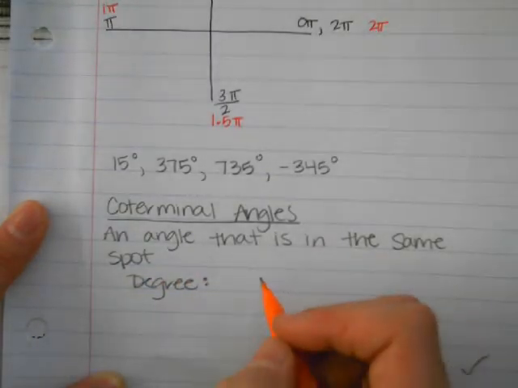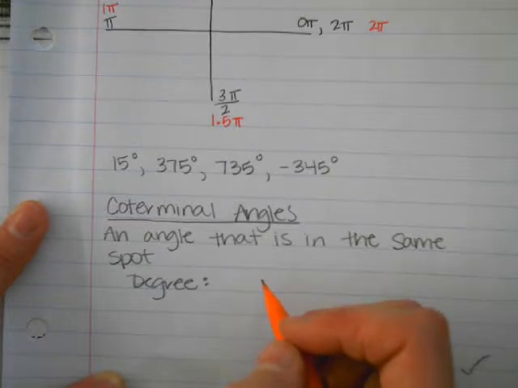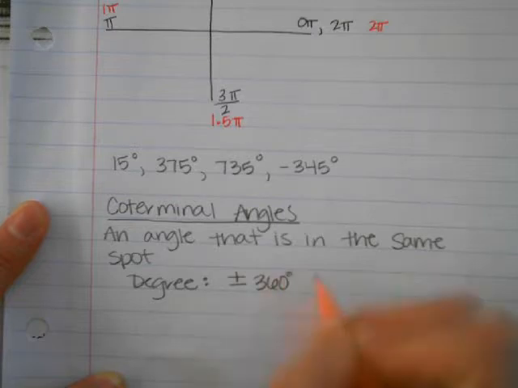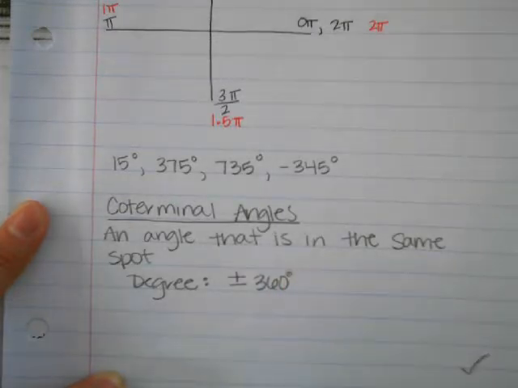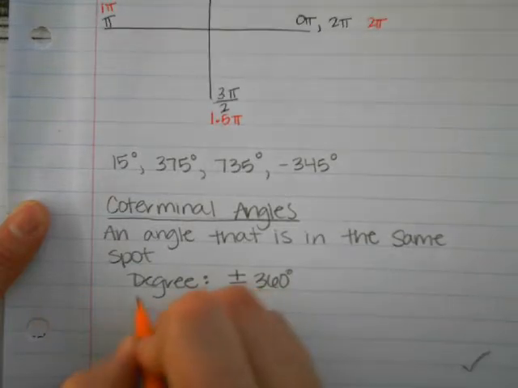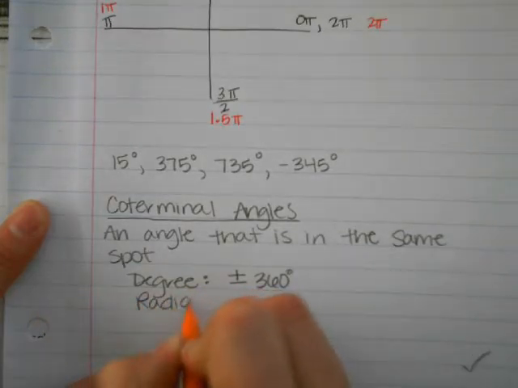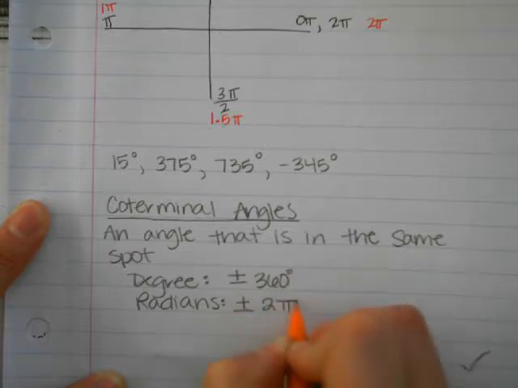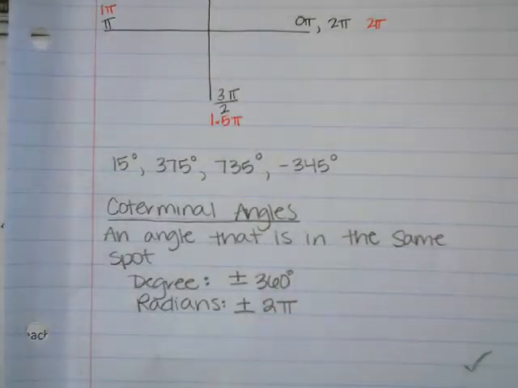So we already did a problem with degrees. We said if we're doing degrees, we should add or subtract a whole circle. So we're adding or subtracting 360 degrees. That's how we get some other answers. What do you guys think we would do if we were in radians? What's a full circle in radians? 2π. Yeah, so for radians, instead of adding or subtracting 360 degrees, we're going to add or subtract 2π because that's what a full circle is in radians.